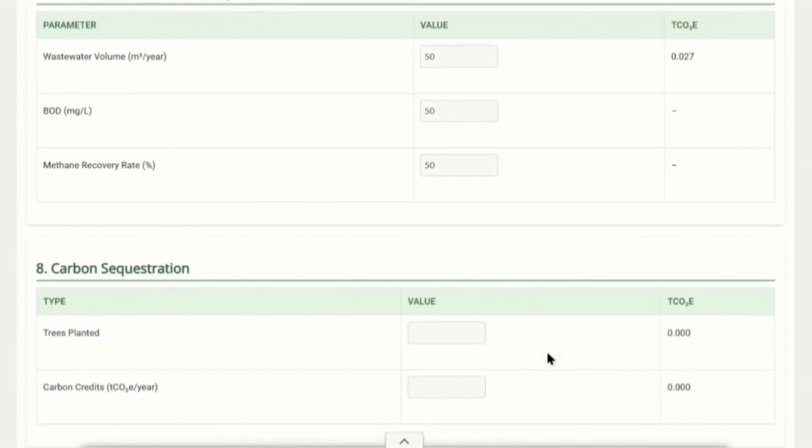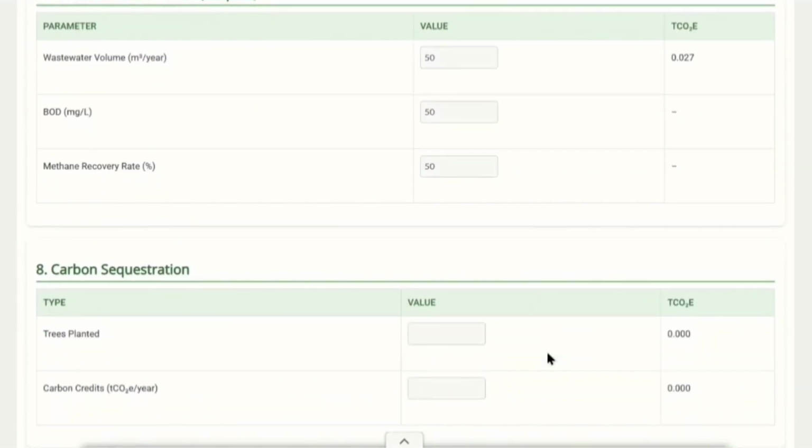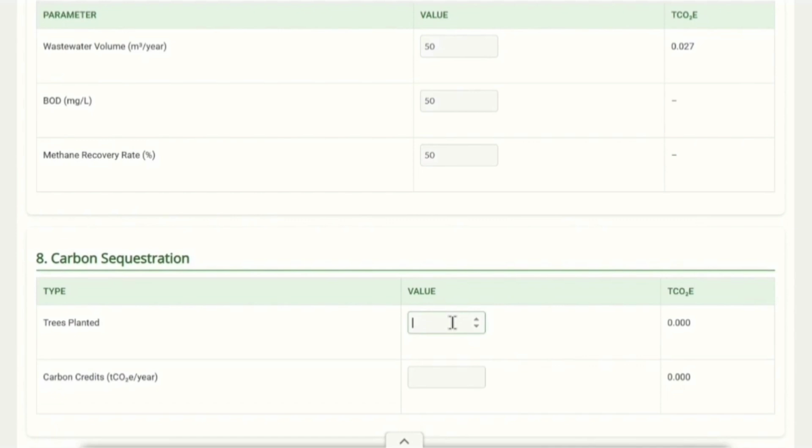Next is the carbon sequestration. This is the only negative emission category where you can offset your emissions. The calculator estimates sequestration potential based on standard values, typically 0.020 tons CO2 equivalent per tree per year. This is where you can report your carbon offset. Let's say 100 trees planted and carbon credit 2 tons CO2 equivalent per year. These values are subtracted from your gross emissions to calculate net emissions.